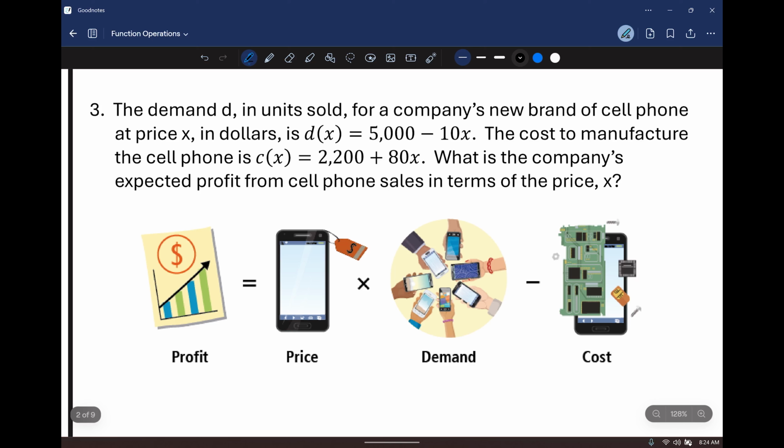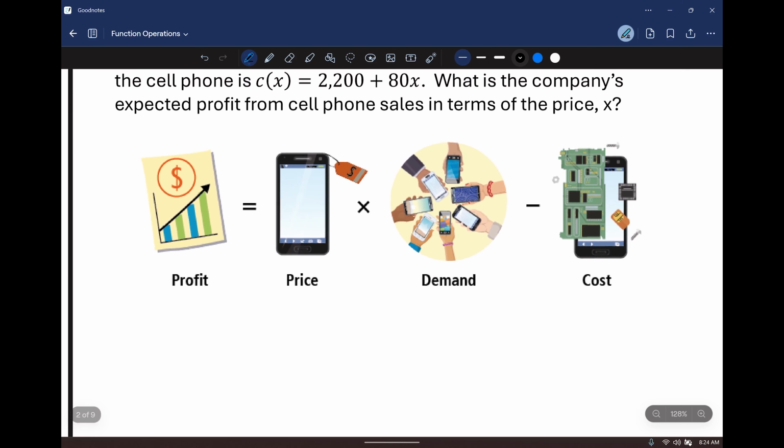So you do have to think about a couple of things. Number 1, your price can't be negative. So those are things to think about. And then you also have your demand and things like that. You can't produce as much as you want. So they do tell you that profit is equal to the price times the demand minus the cost. They gave you all of that. So they told you the price was x times the demand. Well, the demand is 2 terms, so we need parentheses.